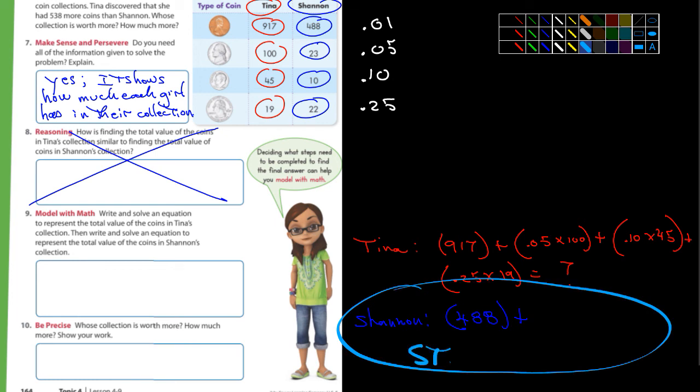What does that say? What does what say? The blue, it says Shannon, and then in parentheses 488, and then a plus. Oh yeah, I see it's really hard for you guys to read. Here, let me do it in white. Shannon. $488, and then plus.